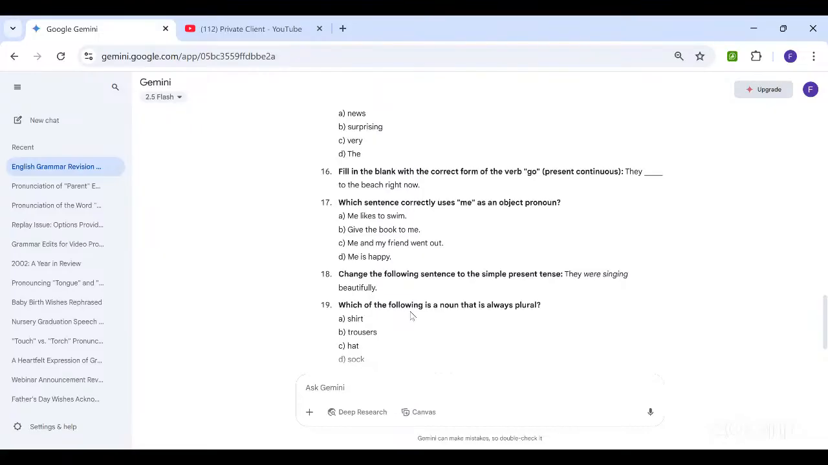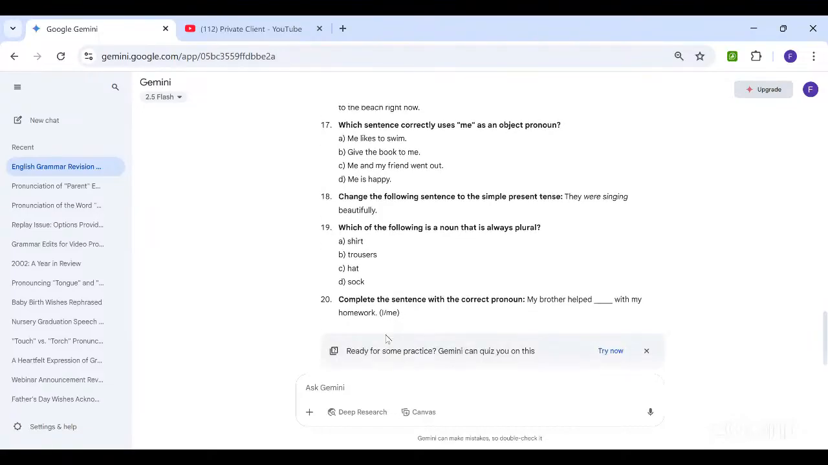Number 19. Which of the following is a noun that is always plural? Trousers. Trousers, yes. So what are the qualifiers that we can use with trousers in a sentence? A pair of trousers. Very well.